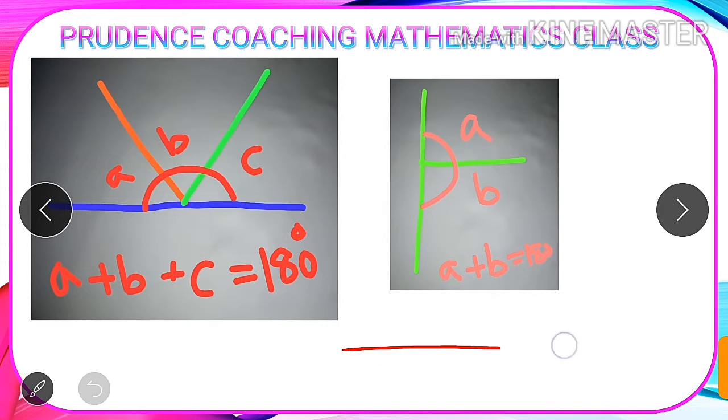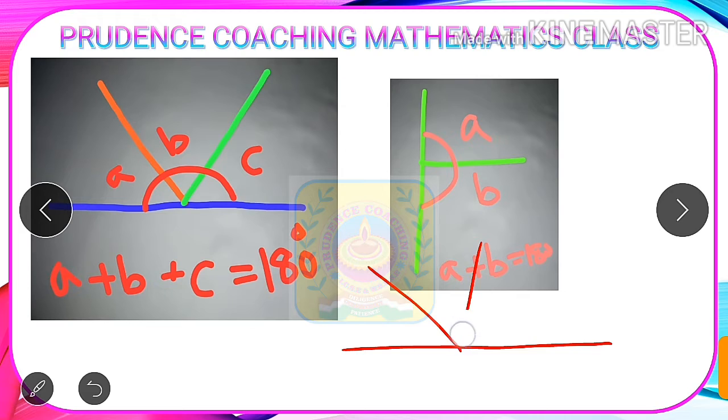Means if you have a straight line and you have many angles on this straight line, the number of angles doesn't matter, but if you add all these angles then the sum is going to be 180 degrees. For example, if this one is a straight line, if we add this angle, that is angle A plus angle B plus angle C, which are on the straight line, will be equal to 180 degrees.